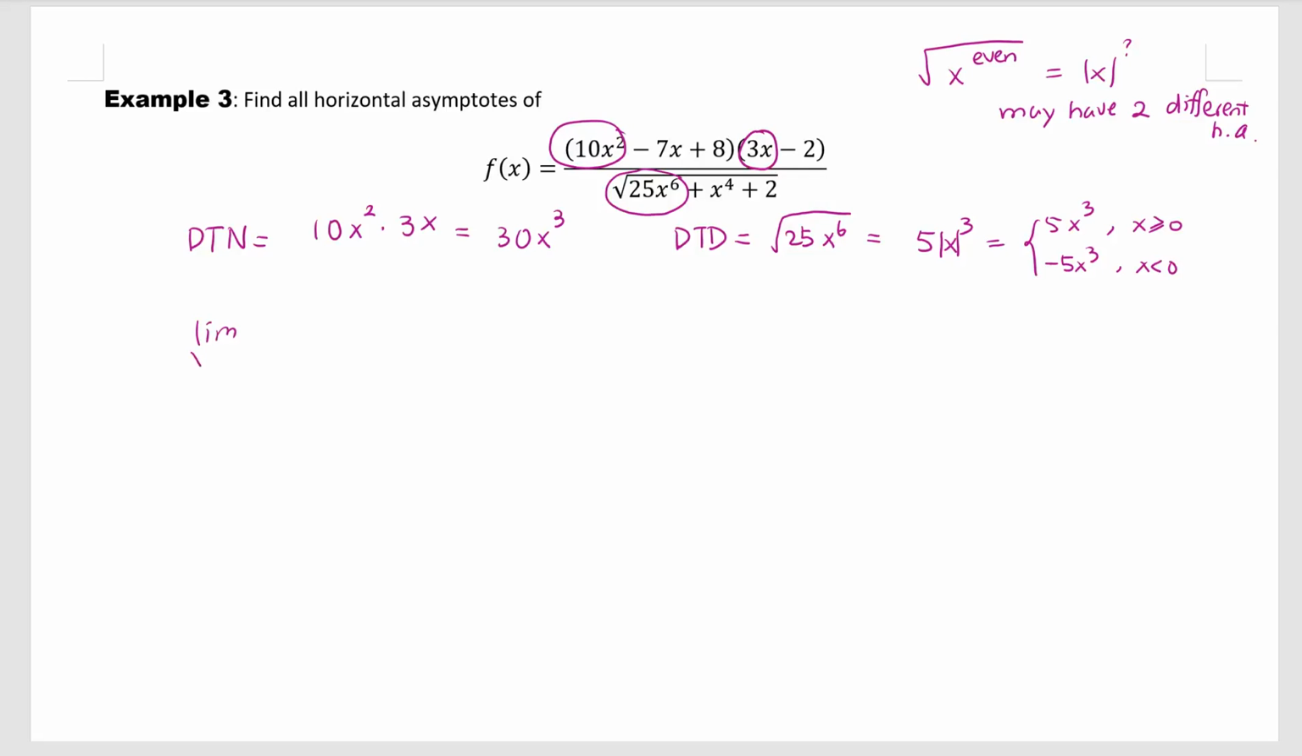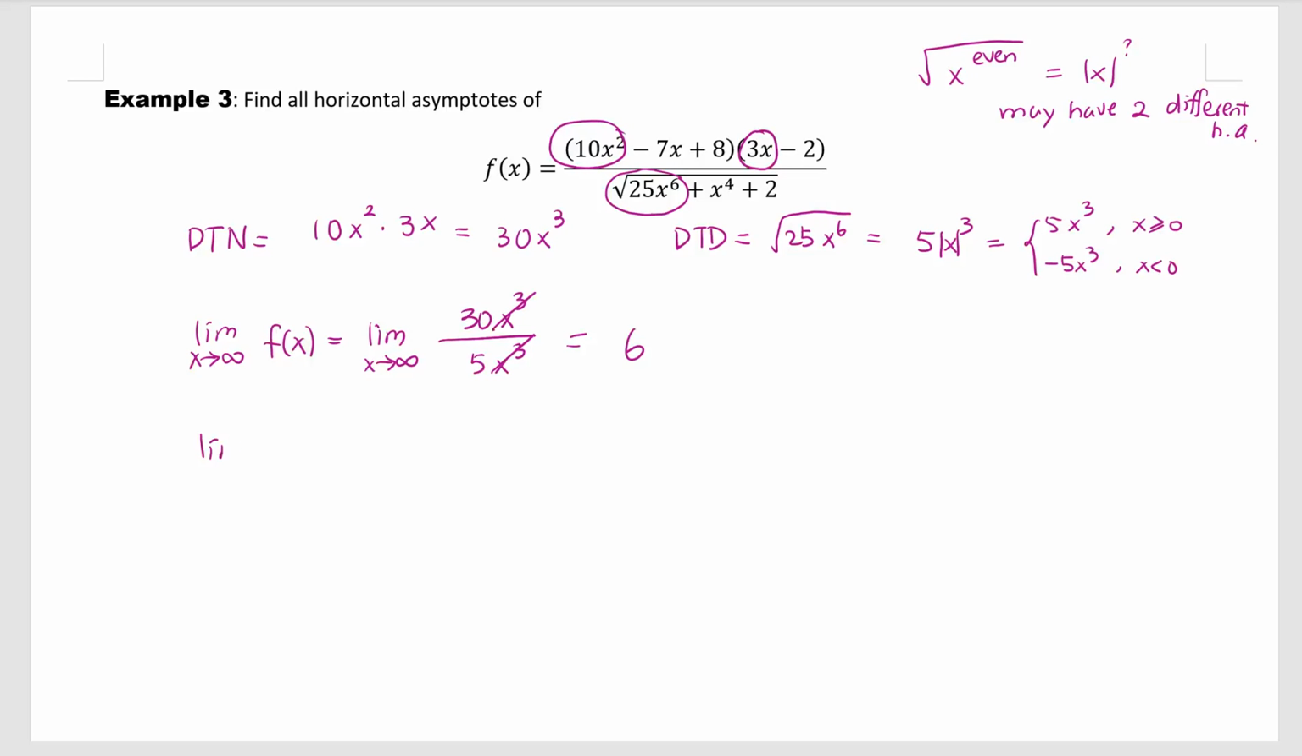Okay, so the limit as x goes to infinity. What do we get? f of x. I don't want to copy the whole thing, so I can just say f of x. The dominant term of the numerator is 30x cubed. The dominant term of the denominator, because when x goes to infinity x is positive, is 5x cubed. x cubed cancels. 30 over 5 is 6.